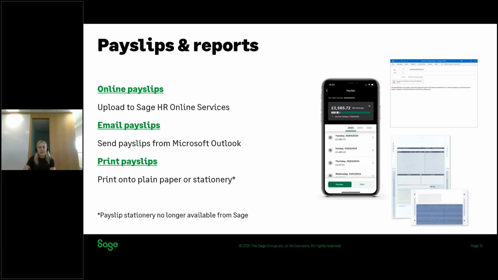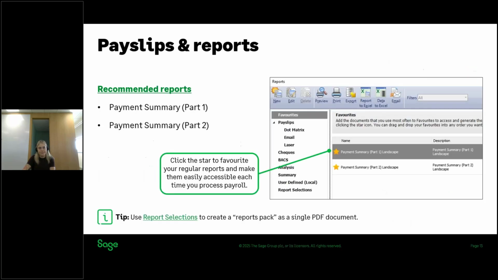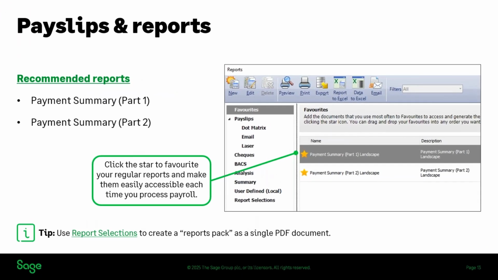We'll take a quick look at some recommended reports as well. So some recommended pre-update reports that are going to help you reconcile before you go ahead and update your records and get those locked in is your payment summary part 1 and your payment summary part 2. Now those are going to give you a gross to net, a breakdown of exactly what you've got in your unupdated pay run, so you can double check everything over before you actually go ahead and update records. We'll jump back into payroll now and do a bit of a demo on the pay slips and reports in 50 Payroll.